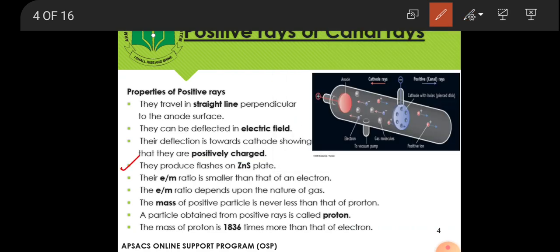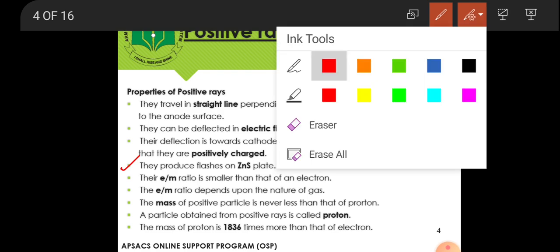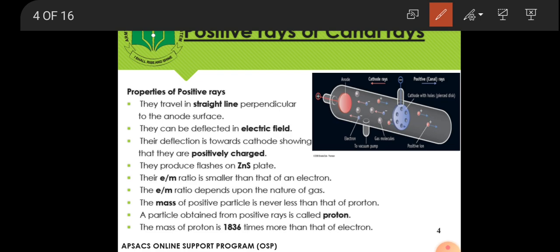Next point, they produce flashes on a zinc sulfide plate. When a zinc sulfide plate is placed in their path, the positive rays produce flashes on the zinc sulfide plate. Next point, the charge to mass ratio is smaller than that of an electron.